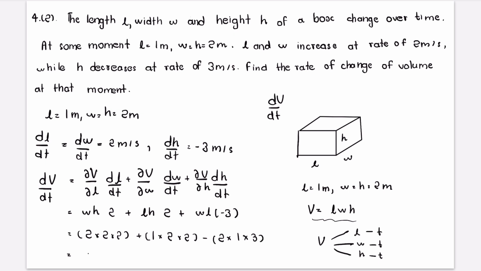So 8 plus 4 minus 6. The answer is 6, in meters cubed per second. So this is the answer for the rate of change of volume at that instant.